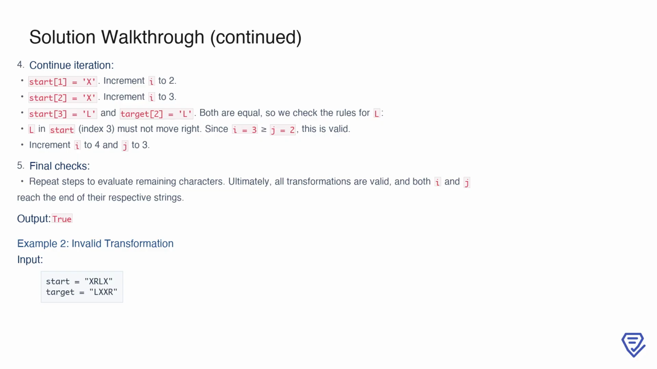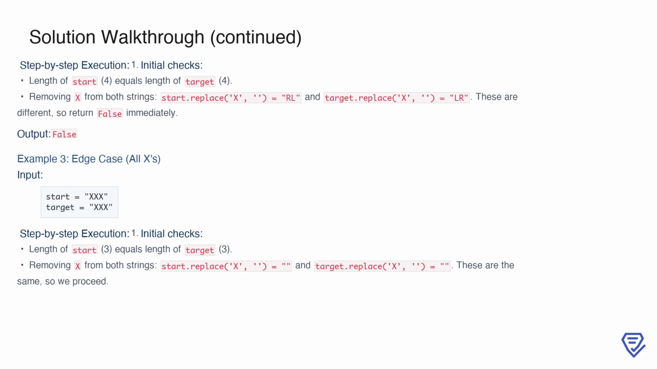Finally, both pointers i and j reach the end of their respective strings, confirming that all transformations are valid. Therefore, the output for this example is true.